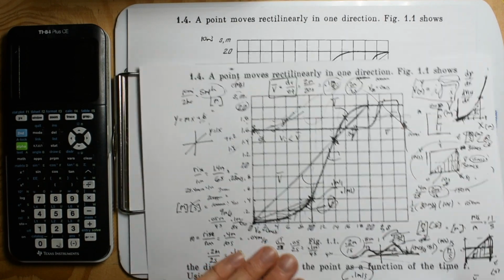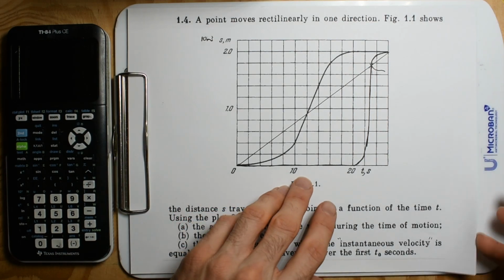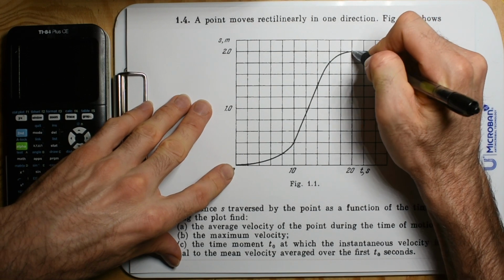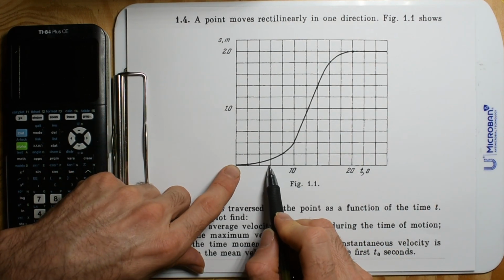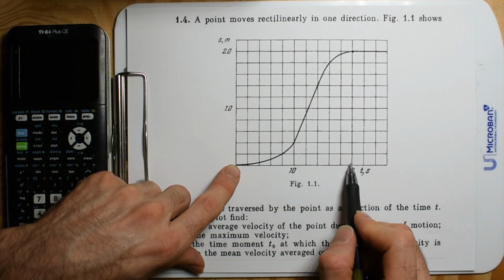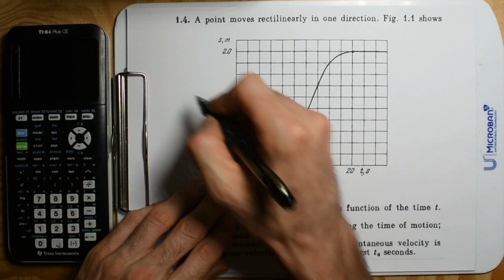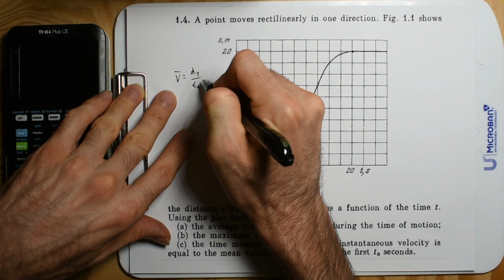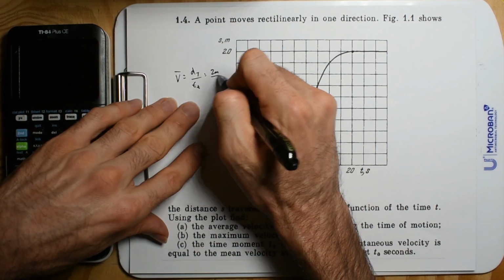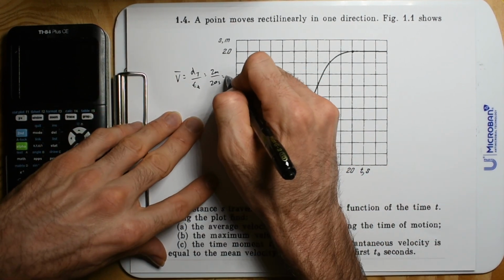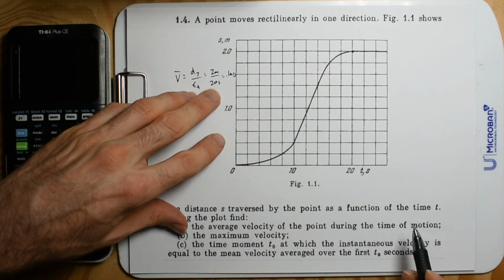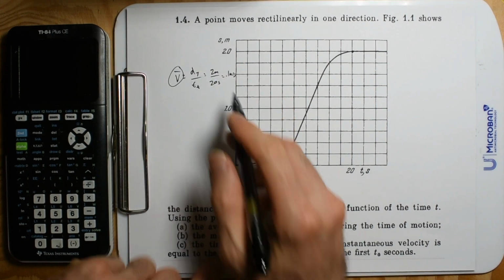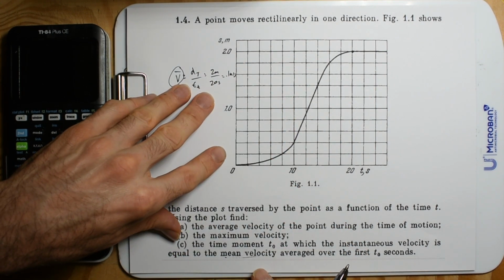And we need a new graph, so let's grab a new graph. 1, 2, 3, 4, 5, 6, 7, 8, 9, 10. No, we can just do this. The average velocity is total distance over total time, and that's going to be 2 meters over 20 seconds. So that's going to be 0.1 meters per second. That's going to be the mean velocity. There you go, mean velocity.